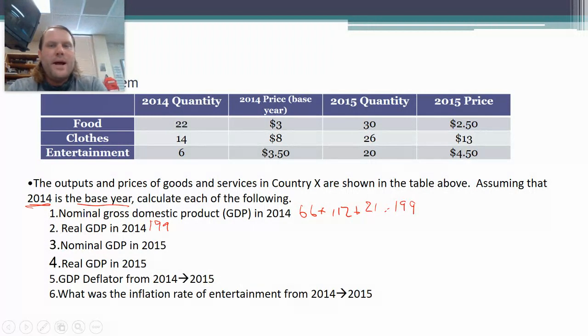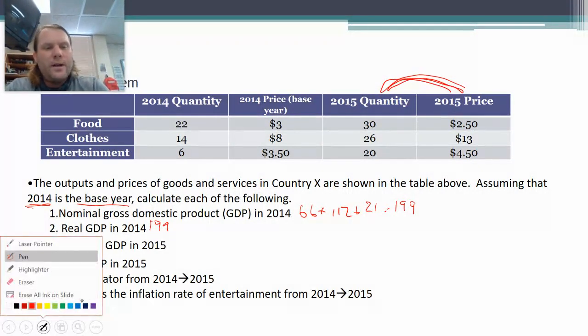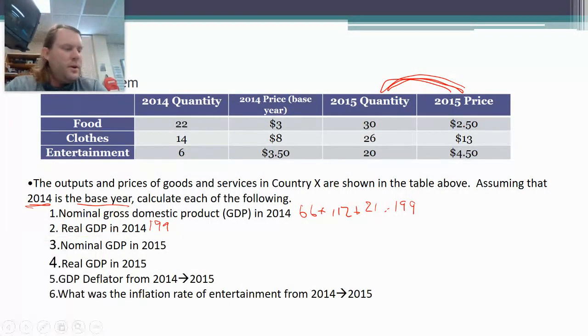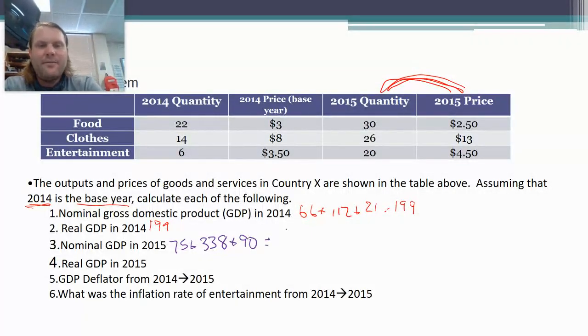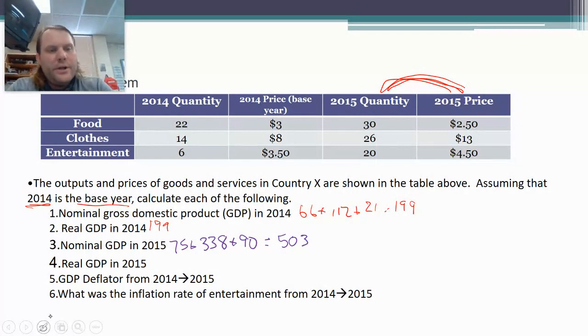Now, nominal GDP is the easy one, right? That's the one that is not adjusted for inflation. So our nominal GDP are those numbers right there. And I just went through, and you can check your math with me. I had 75 plus 338 plus 90. I got 503.